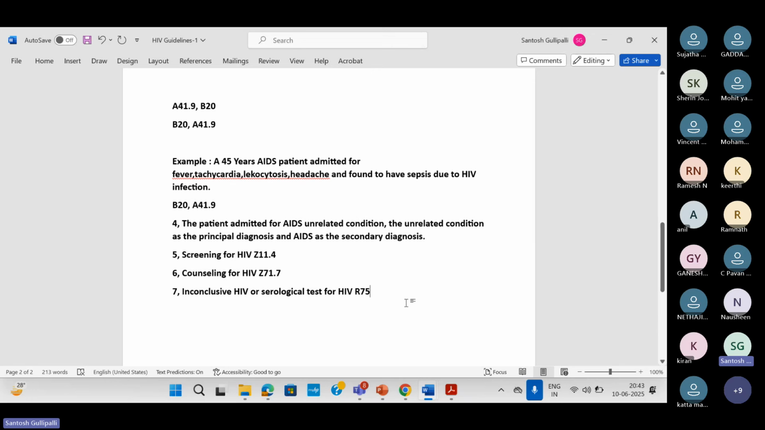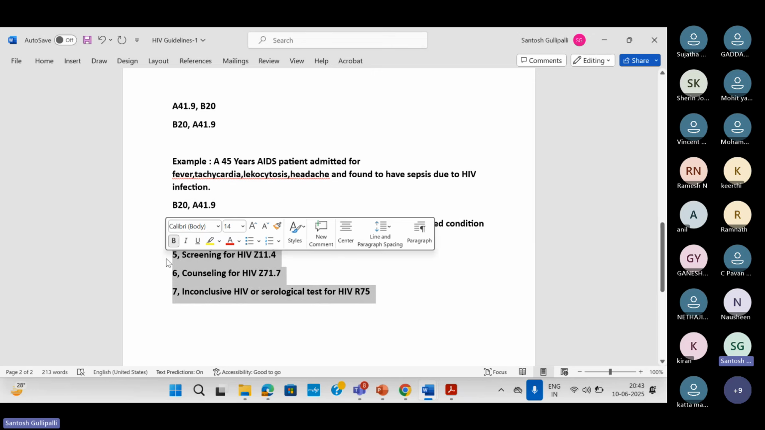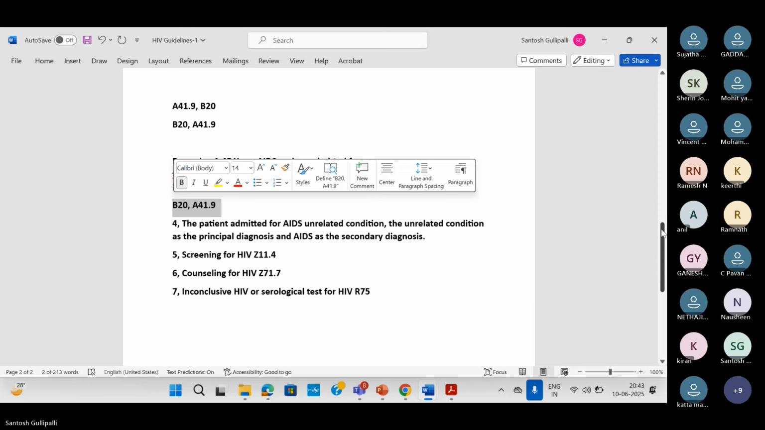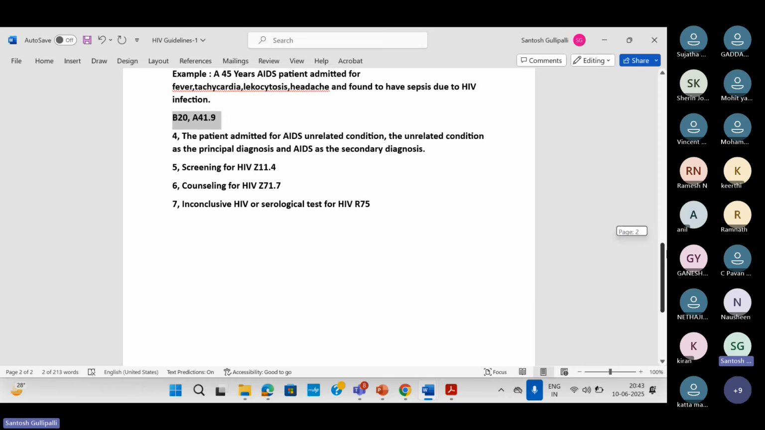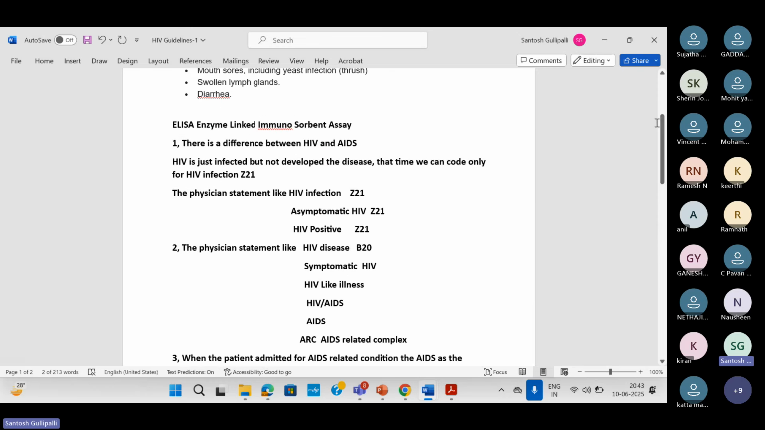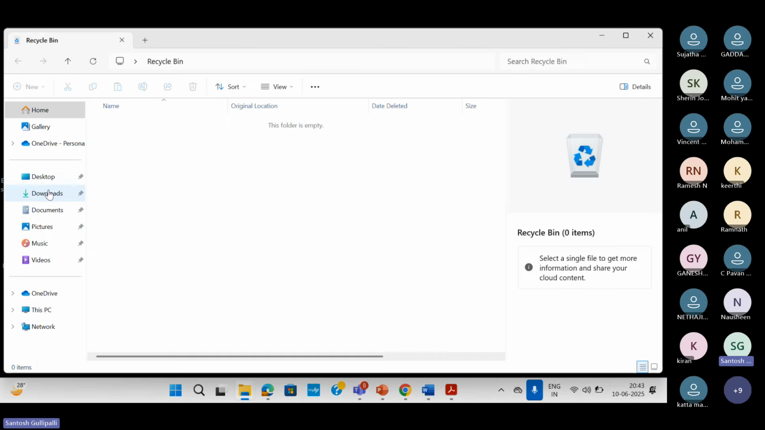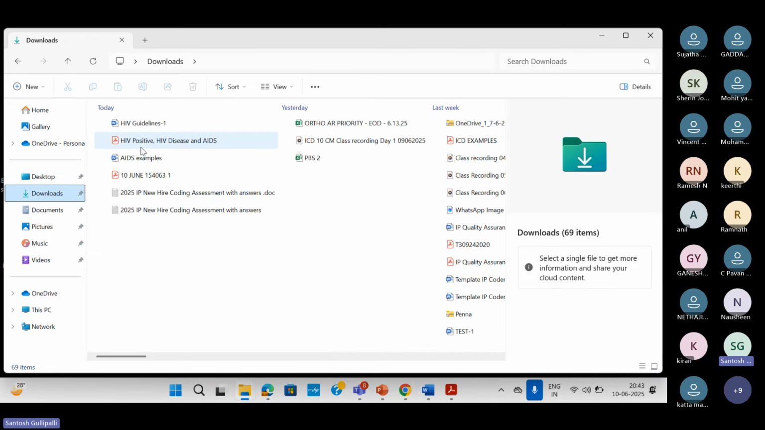Okay, so these are very, very rare. Generally, we are not using the Z series codes in inpatient settings. Most of the time we are using B20 or Z21. So based on this chapter specification, today I will give some examples.